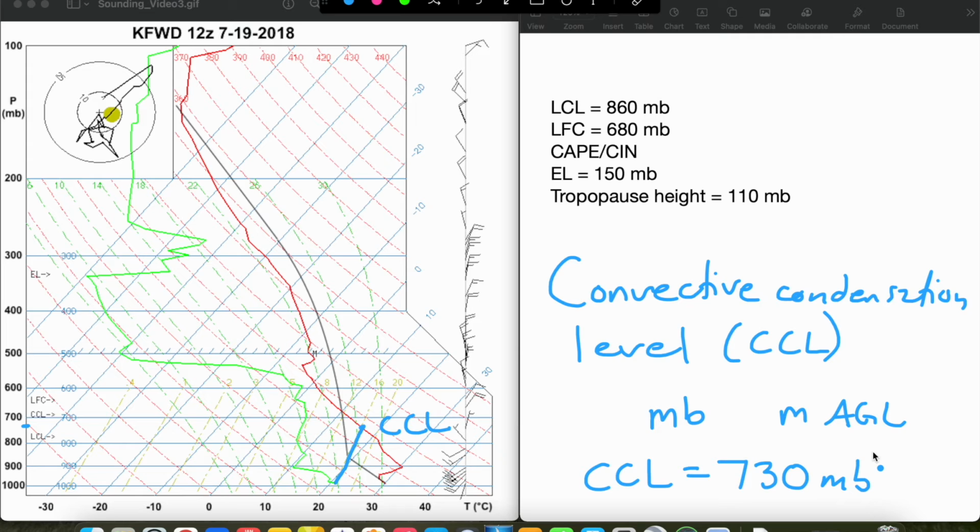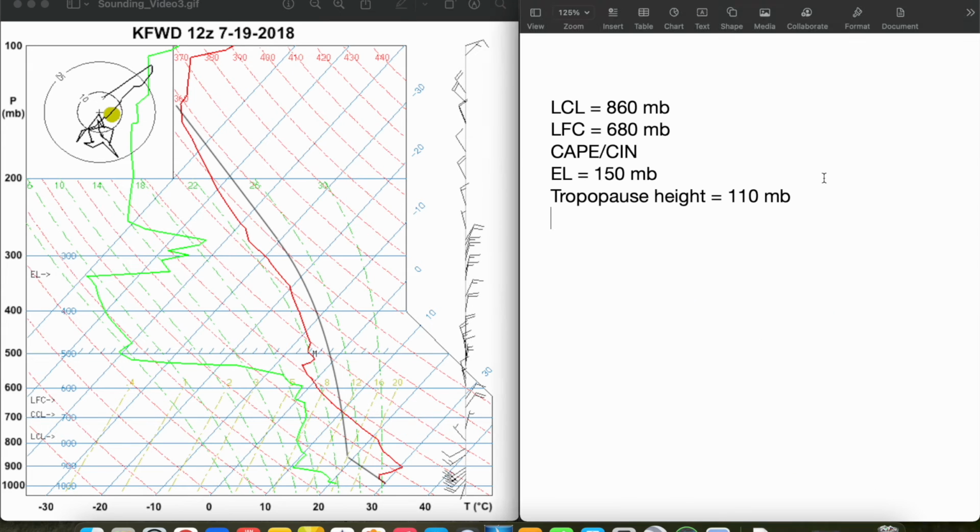So again, the CCL is basically, if you had only the sun to heat the parcels near the surface, no other lifting mechanisms, what is the point that they would first become saturated? And it's a good estimation of the cloud base if we only had solar heating and no other sources of large-scale lift. So the CCL here, as we've estimated, is about 730 millibars.